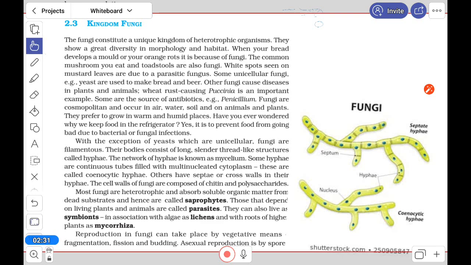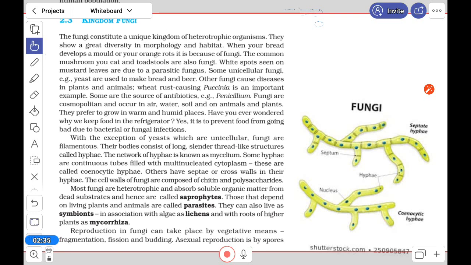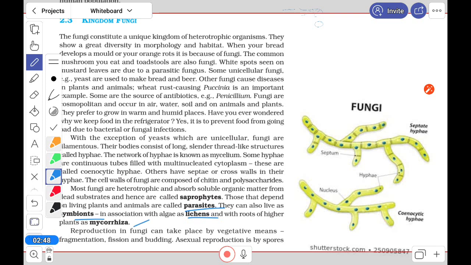Okay, it is heterotrophic in nature, saprophytic, a parasitic form is there, and symbiotic forms, they are forming the lichen. Afterward we will discuss the mycorrhiza. All right. Now, let us know about its cellular structure.